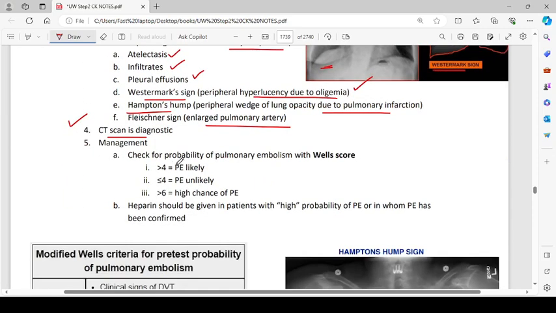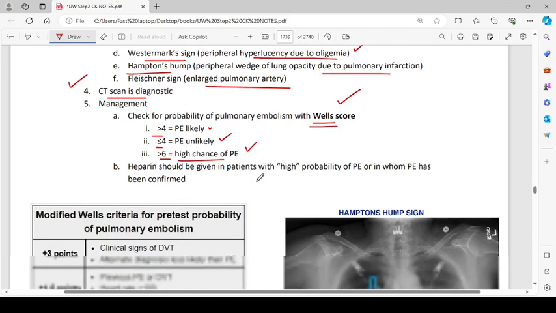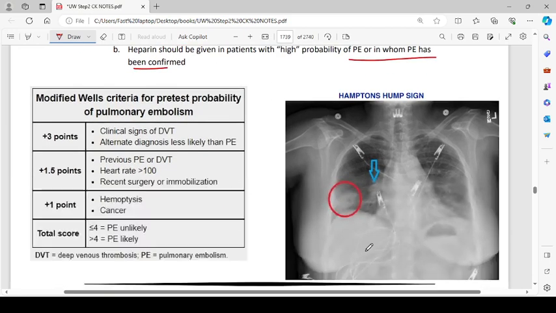The management: check for the probability of pulmonary embolism with the Wells score. Now the Wells score is a criteria for the pulmonary embolism. If the Wells score is more than 4, pulmonary embolism is likely. If it is less than or equal to 4, it is unlikely. And if it is more than 6, there is high chance of pulmonary embolism. Okay, heparin should be given in the patient with high probability of pulmonary embolism or in whom pulmonary embolism has been confirmed. So modified Wells criteria for the pretest probability of pulmonary embolism.